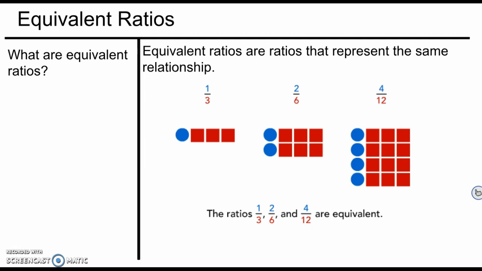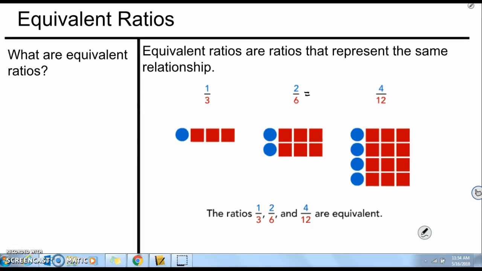Here we have 1/3, 2/6, and 4/12. As you can see, the ratios 1/3, 2/6, and 4/12 are equivalent. 2/6 and 4/12 simplify. 2 and 6 share a common factor of 2. 2 divided by 2 is 1. 6 divided by 2 is 3.